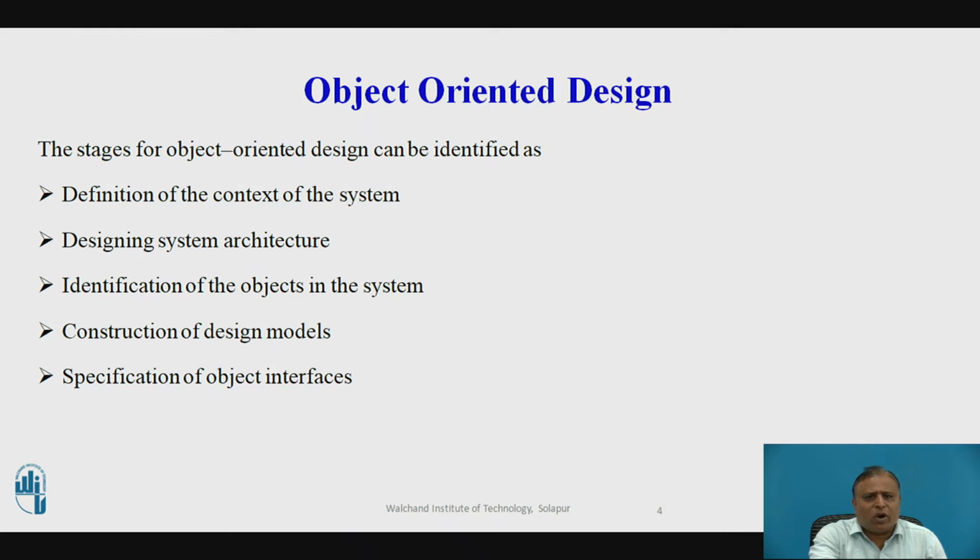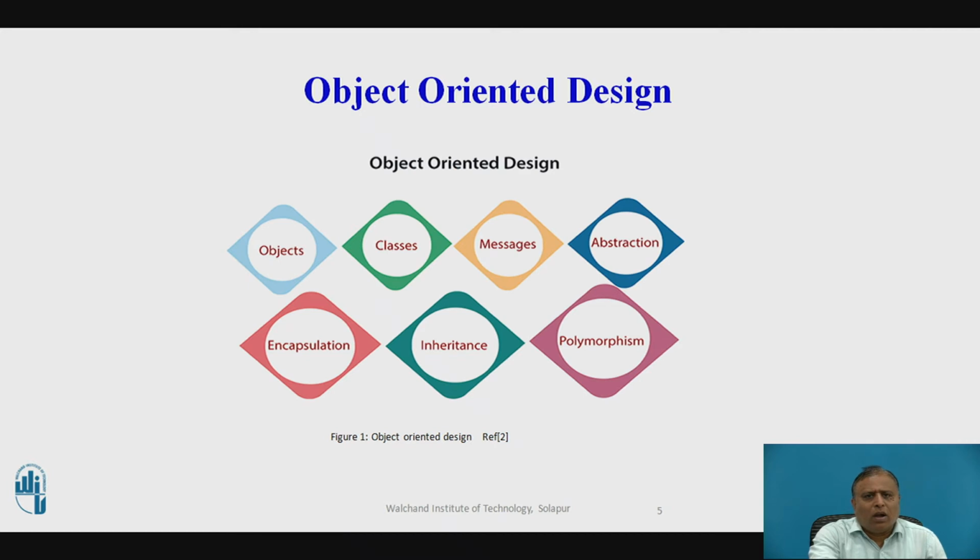The stages for object-oriented design can be identified as: definition of the context of the system, designing the system architecture, identification of the objects in the system, construction of design models, and specification of object interfaces. This is the diagram of object-oriented design.